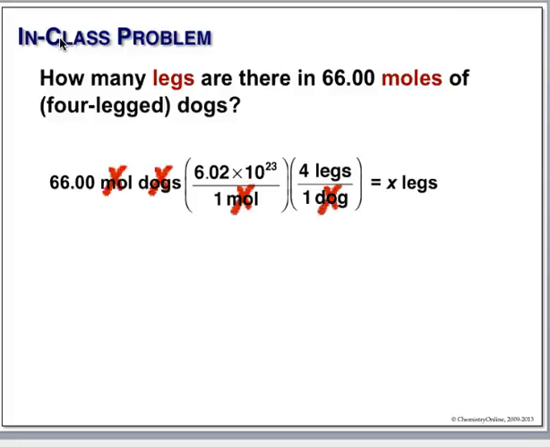Now, if you've got your calculator out, that's a good thing, because we're going to be dealing with big numbers. And every calculator differs slightly in how you enter big numbers and get real answers. So this is worth doing just to make sure that you know exactly how to do this on your particular calculator. So 66 times 6.02 times 10 to the 23rd times 4, we get 1.589 whatever times 10 to the 26th legs.